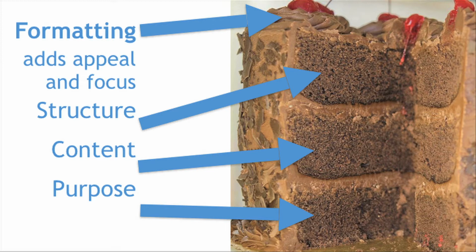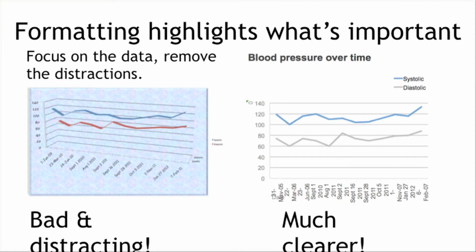If you have kind of ugly frosting on a delicious cake, it's not as exciting to consume, but it'll still taste good and hopefully you'll be full at the end of it. The job of formatting is to provide appeal and also to highlight the things that are important. So I have here, these are both drawn in Excel. All of the defaults are wrong in Excel. You can do good work in Excel, but you basically have to change all the defaults.